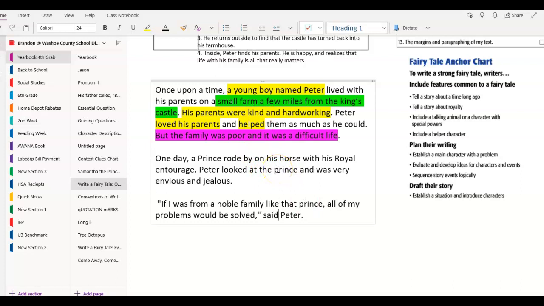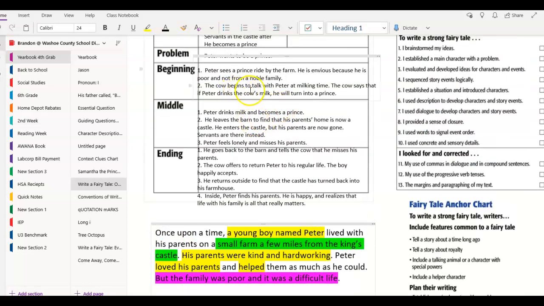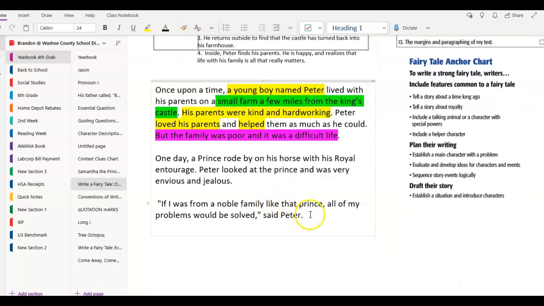and continue adding on. So what was the next thing that I have? Well, my next thing I have is the cow begins to talk to Peter at milking time. So I somehow need to connect this ending part with milking time. So it could be maybe his dad tells him Peter's time to milk the cow. It could be just that Peter's responsible and realizes he needs to go milk that cow. But I need to connect now this thinking to that cow.